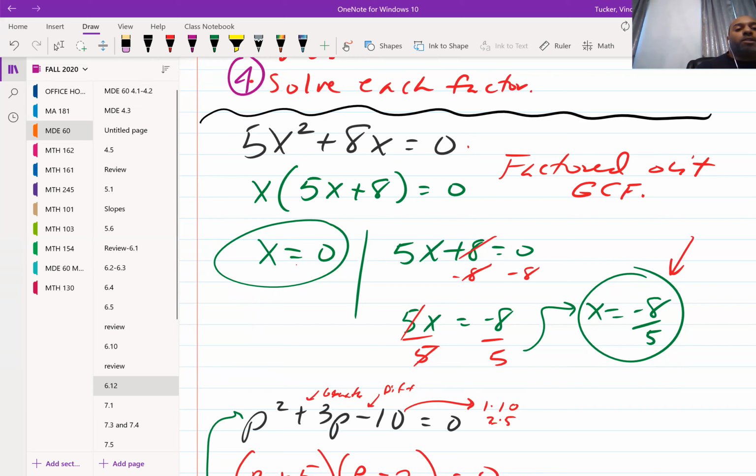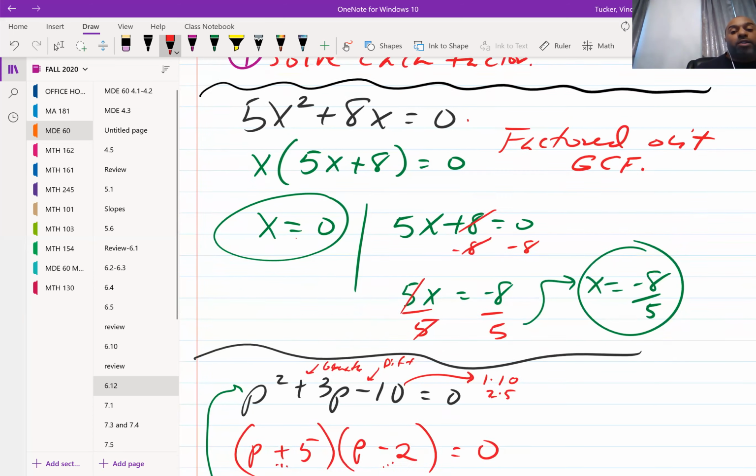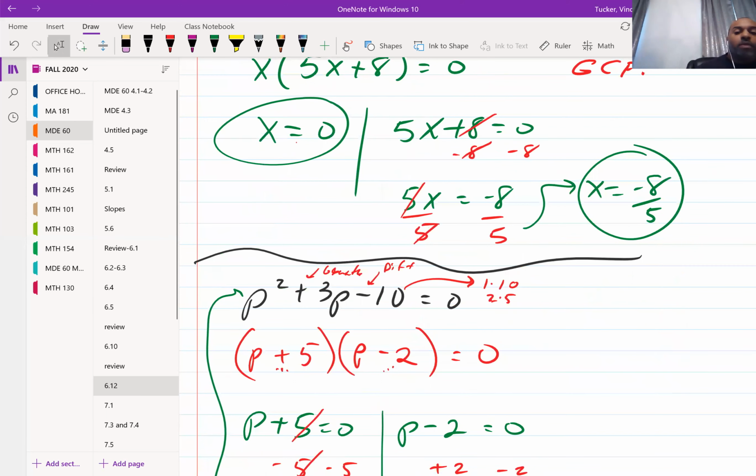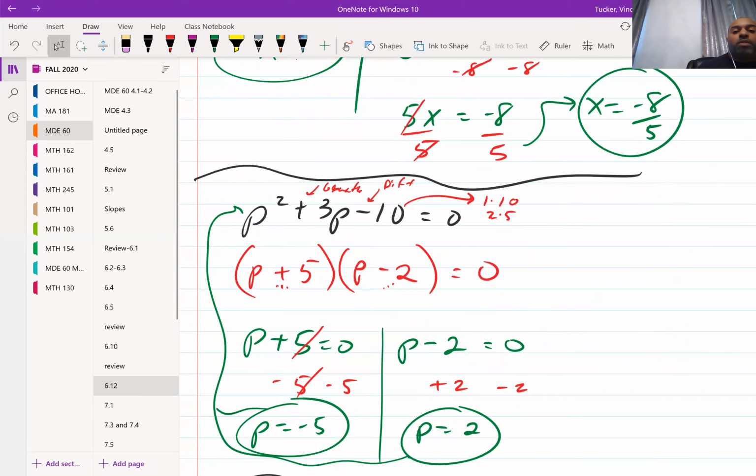Okay. And remember, you can always check by plugging them back into your equation, and it should give you that. So same thing happens here. This goes back to what we were doing last class as far as factoring your trinomial. We have p squared plus 3p minus 10 equal to 0. And so it factors out to give me p plus 5, p minus 2.